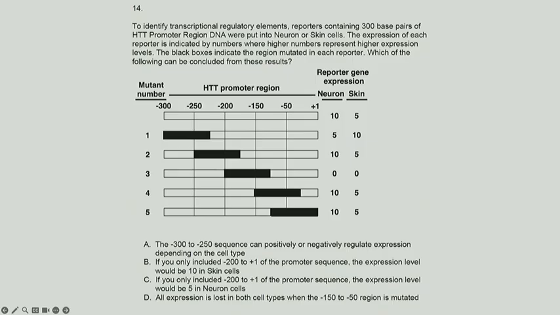So yes, the skin expression got increased, so there is a negative regulator in minus 300 to minus 250 in skin cells. There's also a positive regulator in that same region in the neurons, right? Because expression went down in the neurons. And it may be the same regulator. It may just be it has different levels in skin and neurons. Any follow-up questions on these mutagenesis assays?